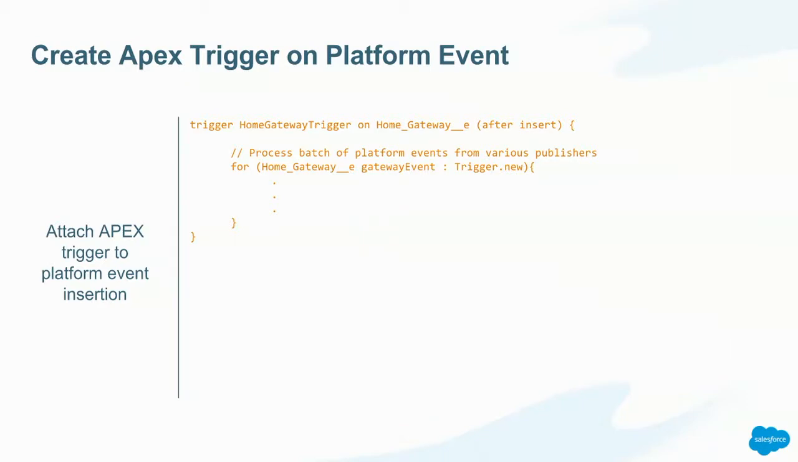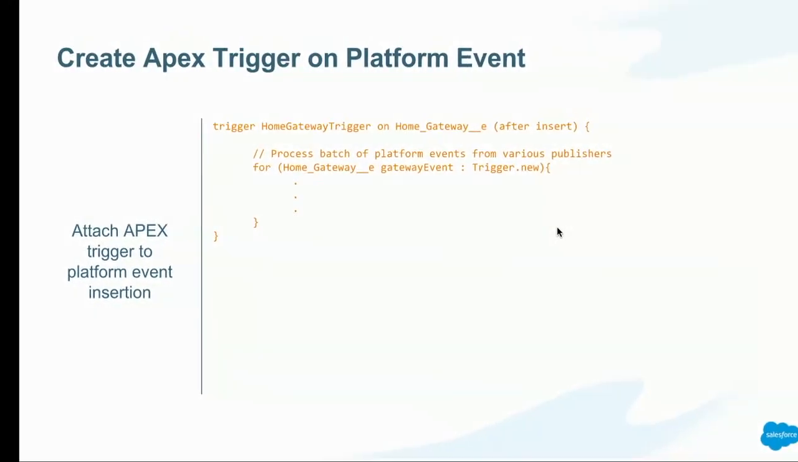So the first thing we're going to do is create the Apex trigger, right? So the Apex trigger code looks like this, and it creates the trigger on the home gateway event. And when that comes in, we will respect the home gateway event and write logic from there. So I'm going to switch over to a different screen here.